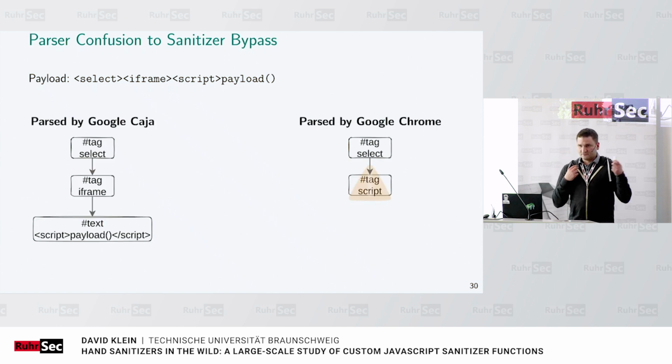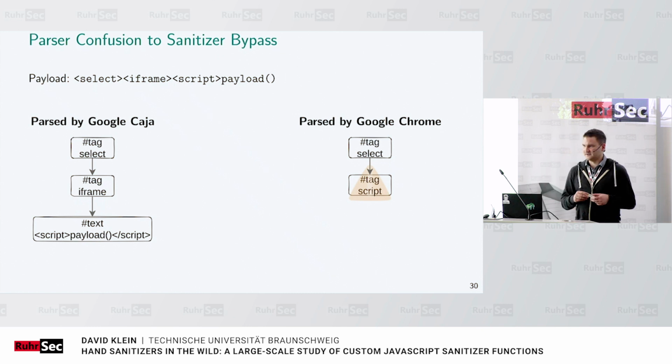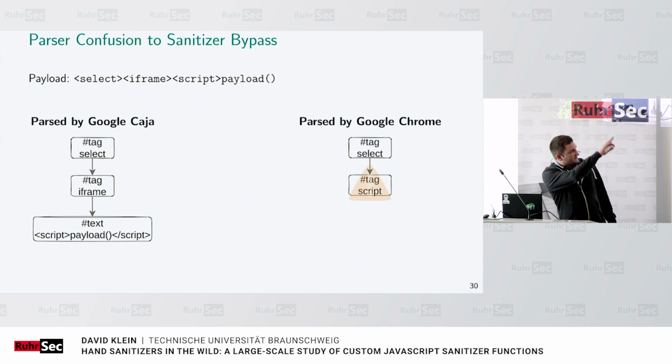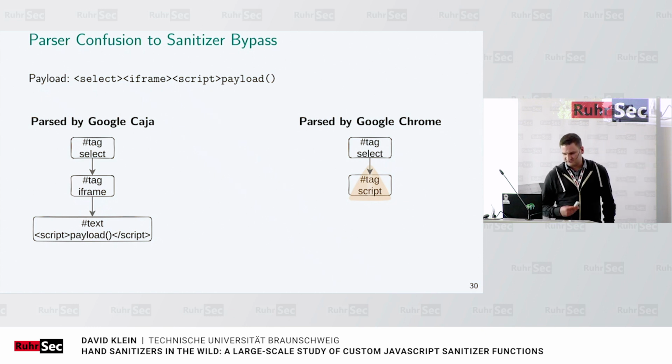If you put this in Google Kaya, which is a client-side HTML sanitizer, it's deprecated, but it still has 70K downloads weekly on NPM, so you can't delete stuff off the internet. It's parsed like this: you have a select tag, you have an iframe tag as its child, and then you have a text node which contains the cross-site scripting payload. Google Chrome, on the other hand, parses it as a select node, and below it a script node, which is executed. So Google Chrome apparently deletes the iframe, which is not really intuitive, I would say.